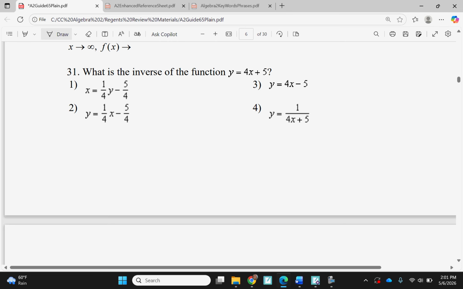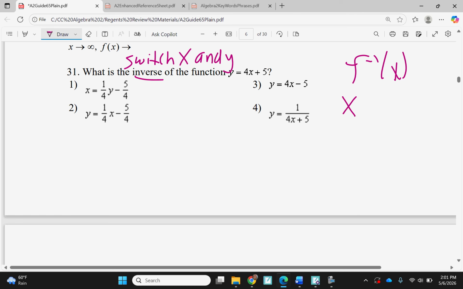That brings the inverse. Inverse: switch x and y. To find the inverse, and to understand the symbol for inverse, you may see f inverse of x. That is the symbol for inverse. I switch x and y. So instead of y equals, I write x equals. Instead of x, I write y. Now I solve for y.